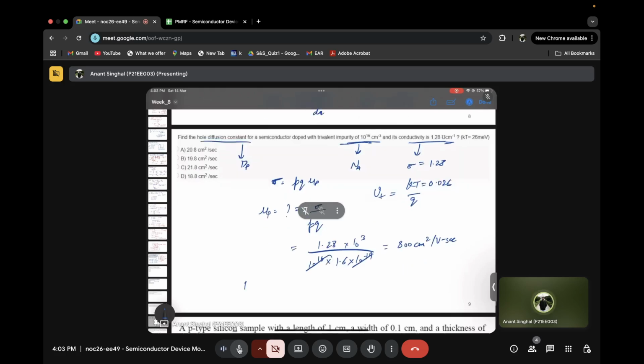And now your Dp is nothing but mu p into Vt. So it's 800 times 0.026, which is 20.8. And your Dp has a unit of centimeter square per second. So it's option A. Is this clear to everyone?